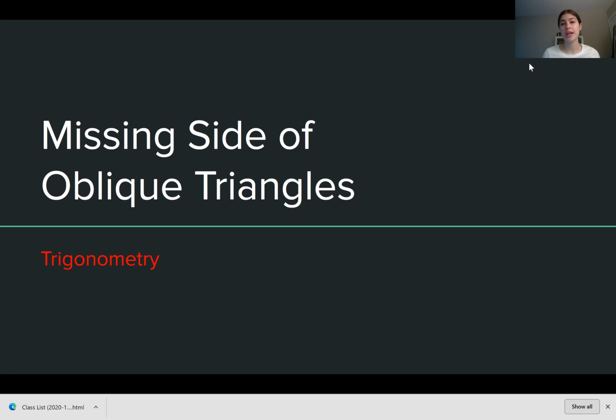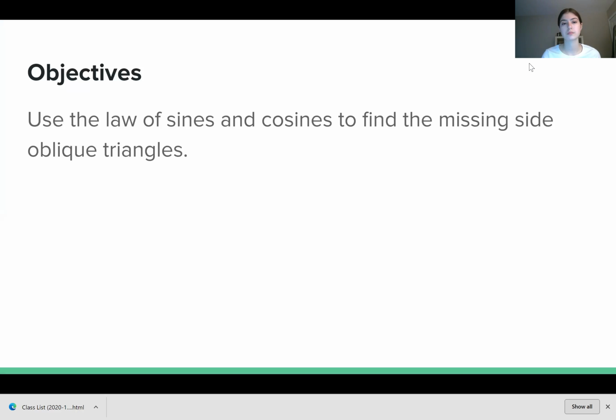So what we're gonna be talking about today is finding the missing side of an oblique triangle. Our objective for the day, we're going to use the law of sines and the law of cosines to find the missing side of oblique triangles. So notice here, we're going to be talking about some law of sines, a formula, and then a law of cosines, a different formula. And then we're going to be using those to find the missing side of oblique triangles.